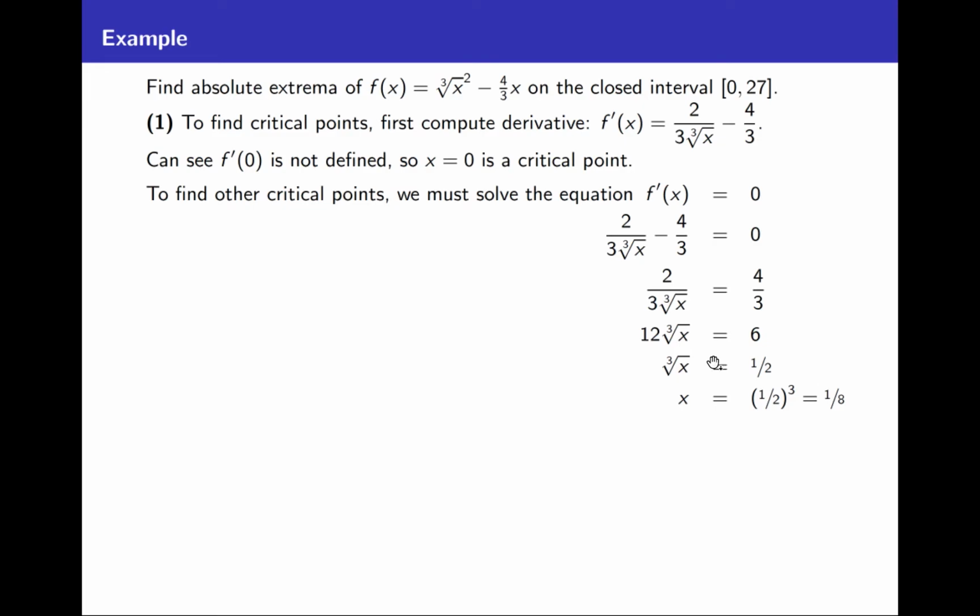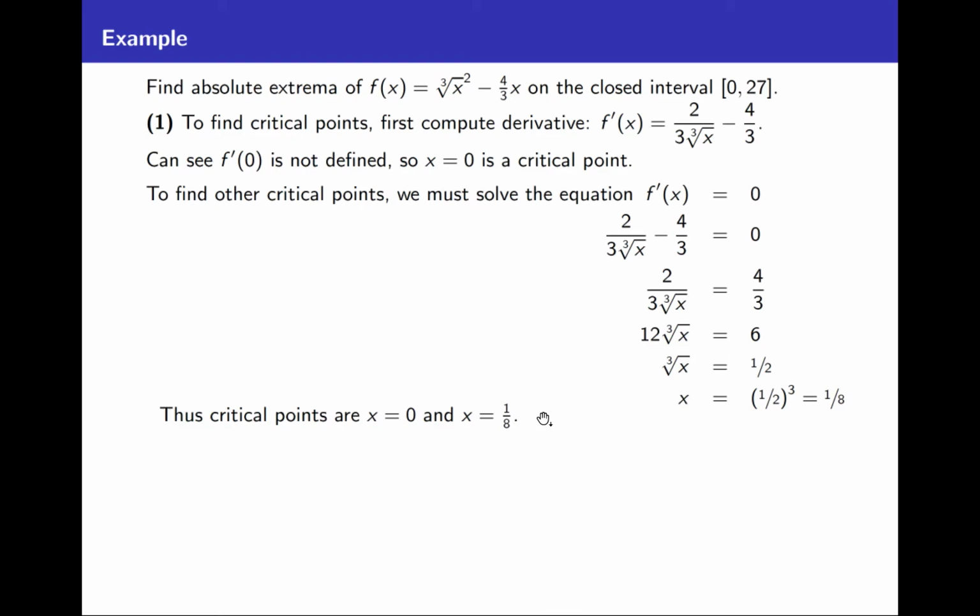So the value x equals 1/8 is the only number that we got in this solution. So it's the only number that makes f prime of x equal to 0. F prime of 1/8 equals 0. So in summary, our critical points are x equals 0 and x equals 1/8.